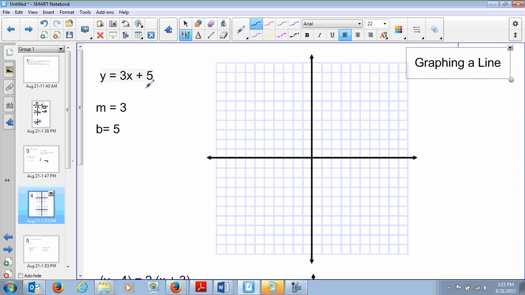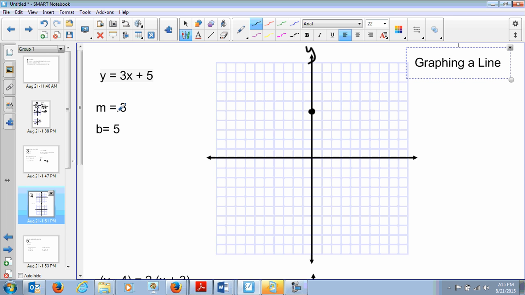Here's this same equation from the last slide. y equals 3x plus 5. We want to be able to graph this. 5 is our y-intercept. It's positive. That's where this line crosses the y-axis. So positive 5. I want to find positive 5. 1, 2, 3, 4, 5. I put a point right there. That's my first point. Now I use the slope to find my next point.